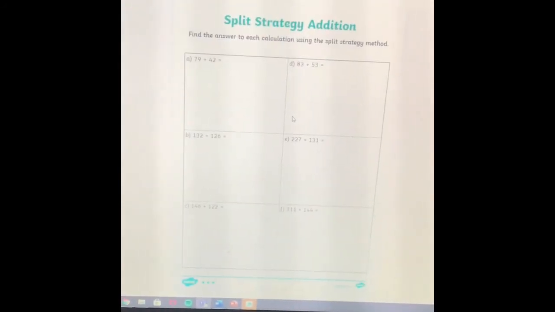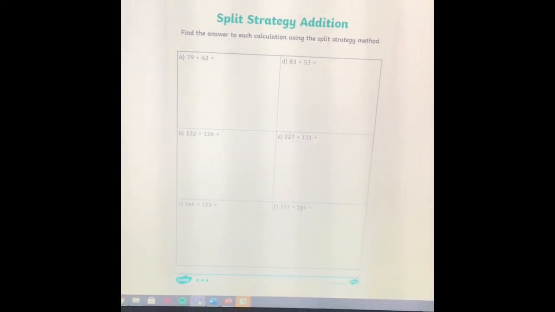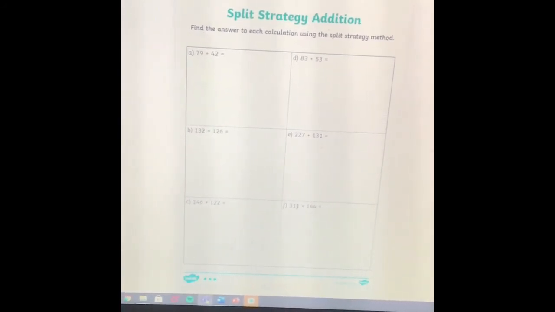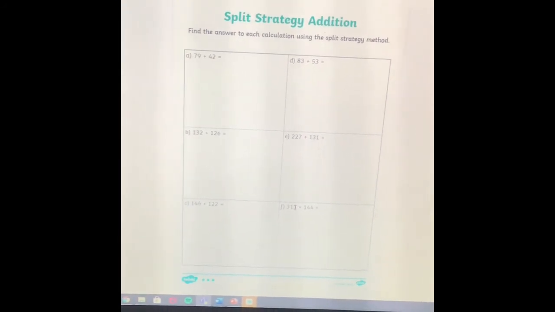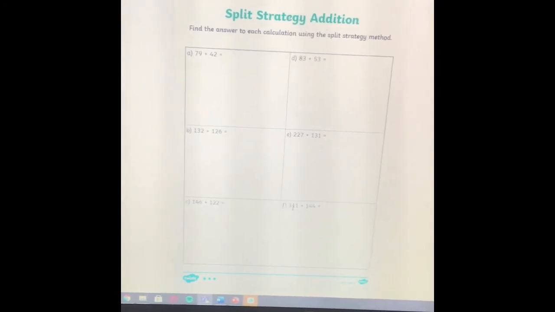And then for the 3 star one, there's actually some ones with 3 digits. So you'd have to separate your numbers into hundreds, tens and ones. So maybe only choose this one if you know that in class that's what you were working on.